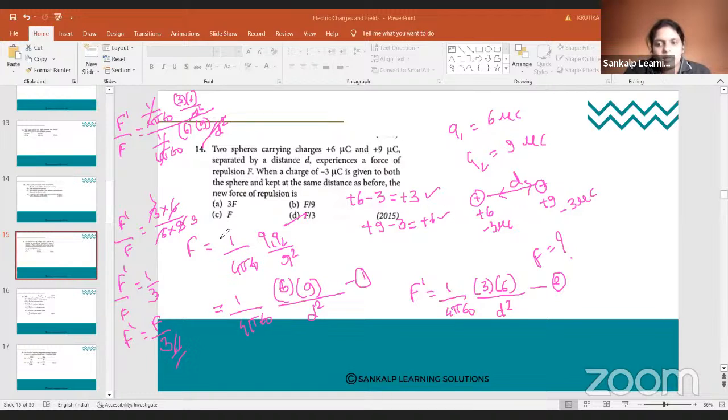So according to Coulomb's law, I have written the first equation here: 1 upon 4 pi epsilon naught Q1 Q2 by R square. So for Q1 Q2, first the values given are 6 and 9. In equation 2, after giving 3 microcoulomb, what is the new charge? So it is 1 upon 4 pi epsilon naught 3 into 6 divided by d square. So divide both the equations, cancel the same terms, you will get F dash is equal to F by 3. Is it clear?